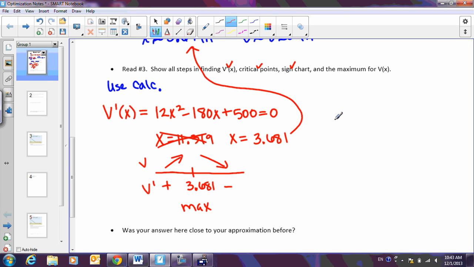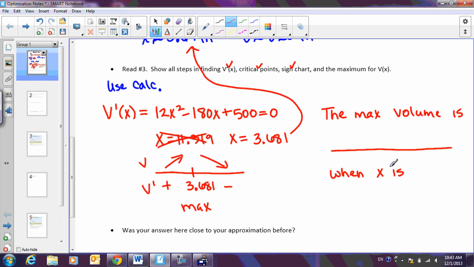And so our final answer, we could say, is something like the max volume is, okay, now I still actually don't know this. I'm going to leave it blank. All right, and we're going to find it on the calculator when x is about 3.681. This is our best answer rounded to 3 decimal places.